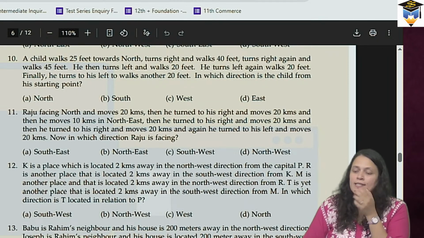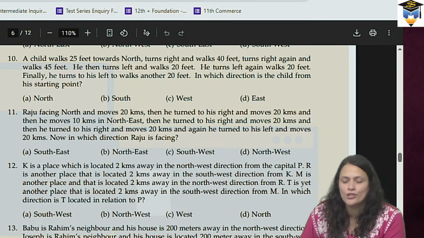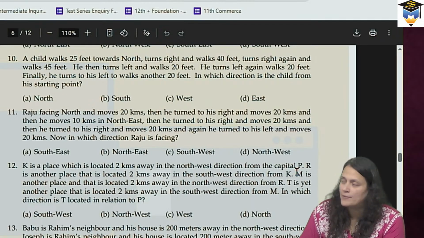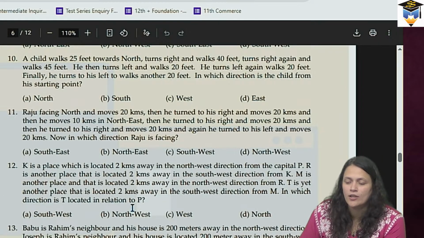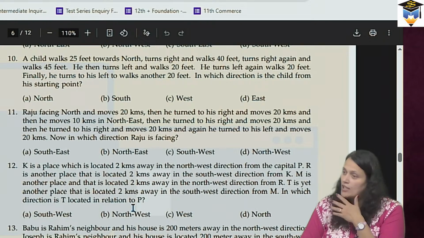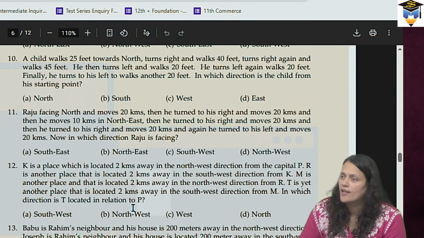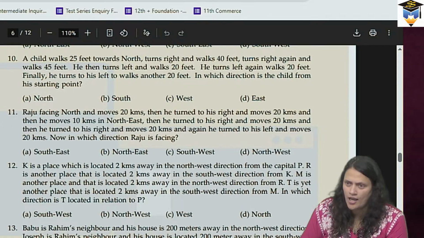Okay, now the sum is: K is a place which is located 2 kilometers away in the northwest direction from the capital P. R is another place that is located 2 kilometers away in the southwest direction from K. M is another place and that is located 2 kilometers away in the northwest direction from R. T is yet another place that is located 2 kilometers away in the southwest direction from M. In which direction is T located in relation to P? ट्राय केलं सम का केलंच नाही. तू केलंस का?